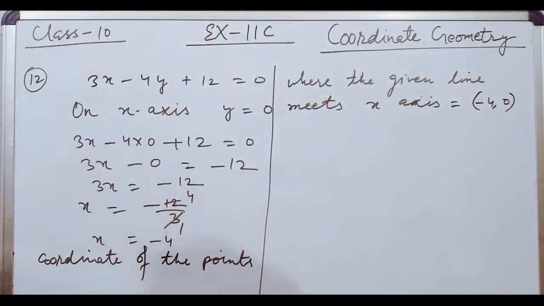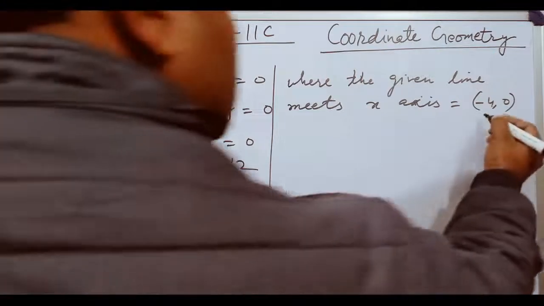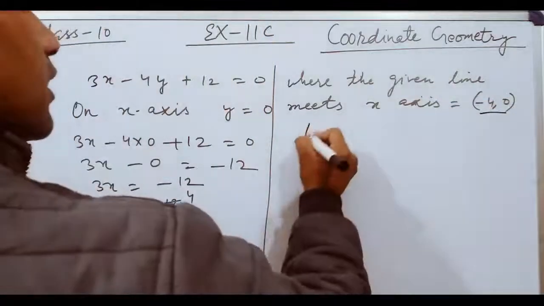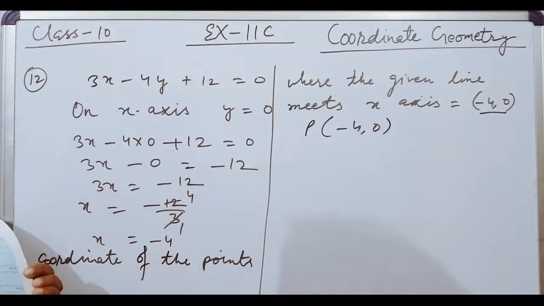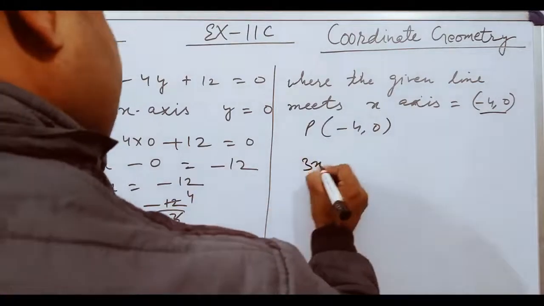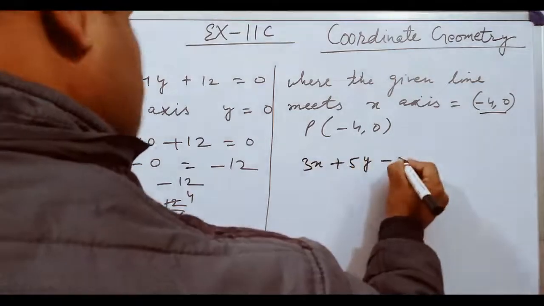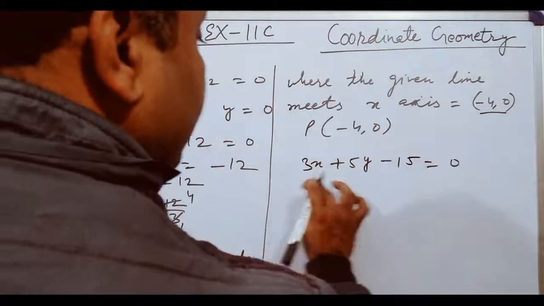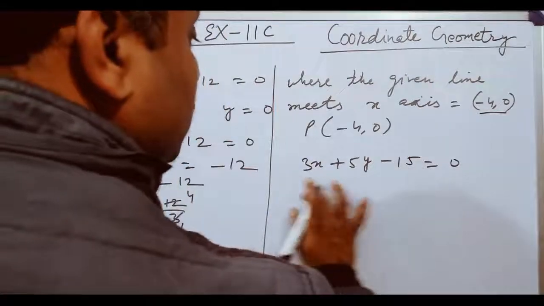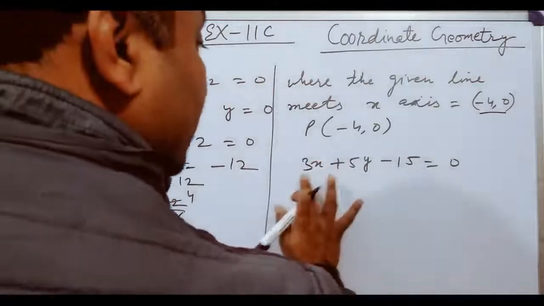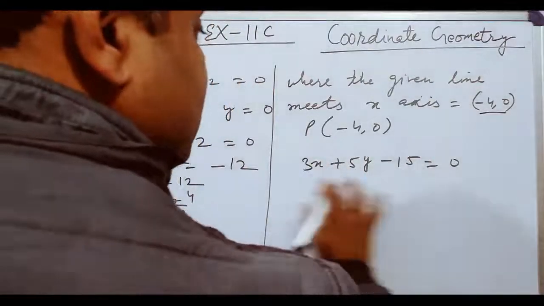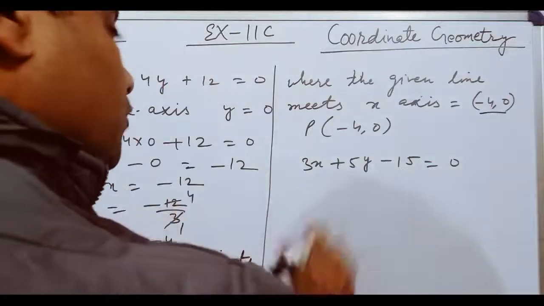Okay, now next: find the equation of the line through P and perpendicular to the line 3x plus 5y minus 15. Dear students, we have to find the equation of the line which is perpendicular to this and passing through point P. So first of all, we have to find the slope of this line. Then we will find its perpendicular line's slope.